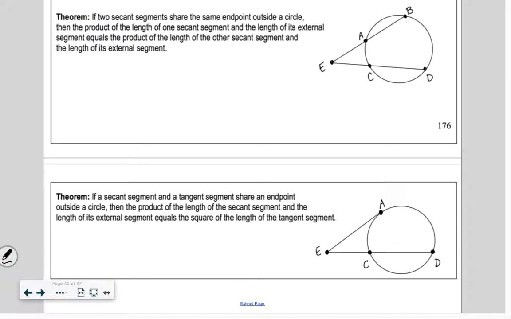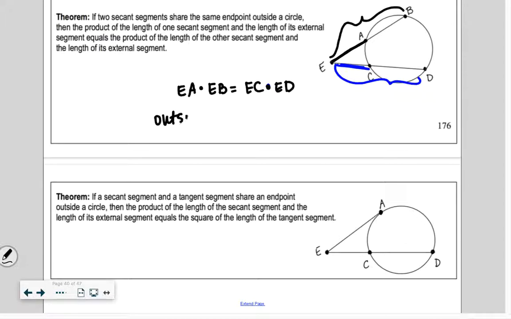Okay, here's what it is. It's going to be this distance, length EA, times the whole segment EB equals EC times the whole segment, which is ED. So in other words, I always say the outside part, meaning the external segment, times the whole equals outside times the whole.